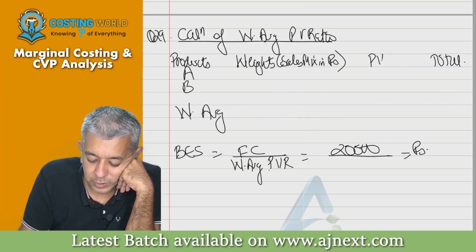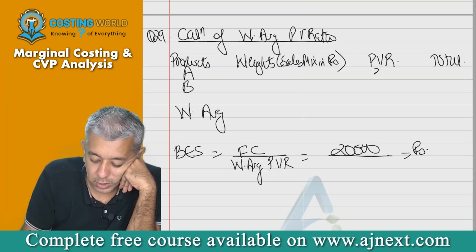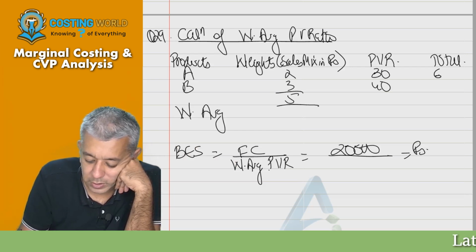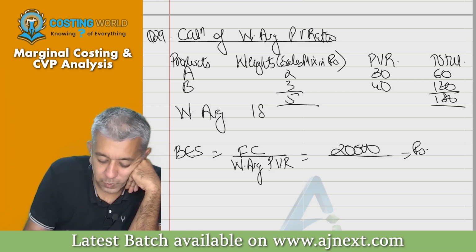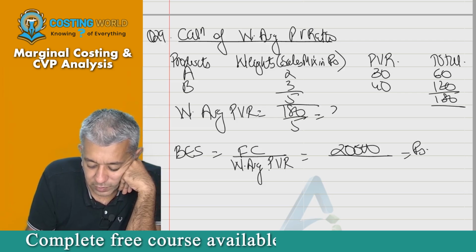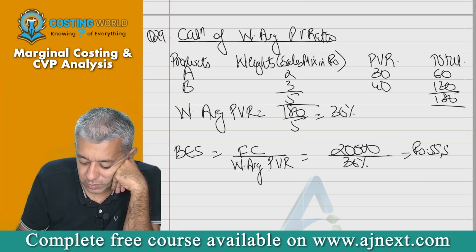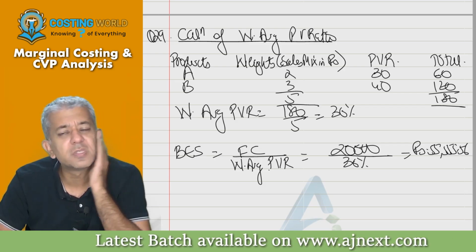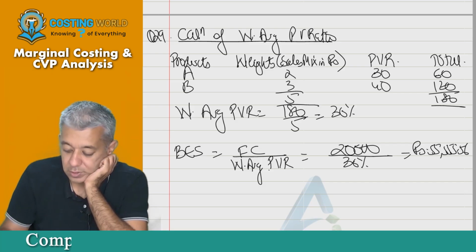So, this is PV ratio. Individual PV ratio is how much? 30, 40. This is 2:3, 5. Multiply. This is 60, this is 120, this is 180. Weighted average PV ratio is equal to 180 divided by 5, which is 36%. Break-even sales are 55,555.56. Has everybody got this by themselves? Yes, sir. Okay, my job is altogether done with this.